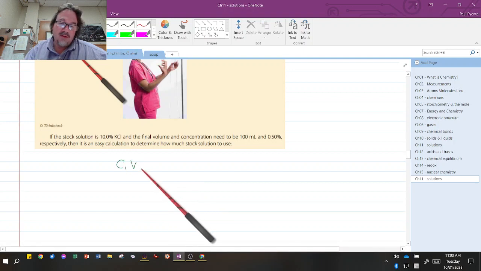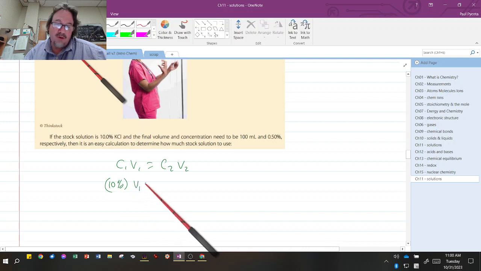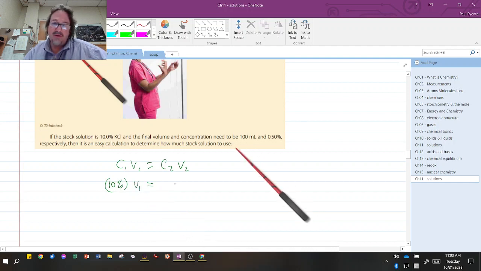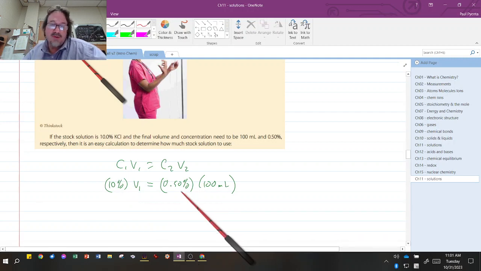So C1V1 equals C2V2. Same equation as before. Concentration was 10% over here that I'm starting with, but I don't know how much I'm going to grab initially. But the final, I need it to be 0.5%, and the final volume, I need it to be 100 milliliters. So again, percent and percent there. I don't even know if that's a percent mass by mass, volume by volume. It doesn't matter as long as I have consistent units, which I do here. This one's milliliters, so I know my V1 will also come out in terms of milliliters.